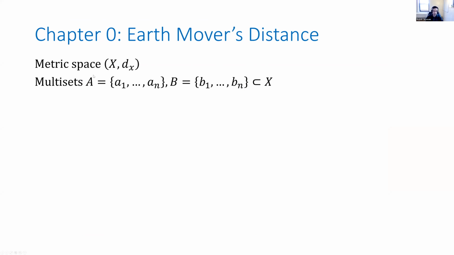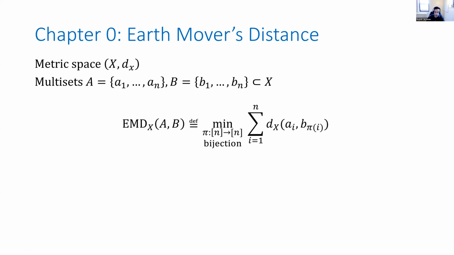So if I have 2 multisets, A, which is A1 up to AN, and B, which is B1 up to BN, they're multisets that can have duplicates, both of the same metric space X. Let me mention very briefly that for the entirety of this talk, all the sets will have the same size, little n here, although there are very natural generalizations where this isn't the case. So the Earth mover distance between 2 such sets, A and B, is defined in the following way. In words, it's the cost of the minimum perfect matching between the points in A and the points in B, where the cost is defined with respect to the underlying distance metric.